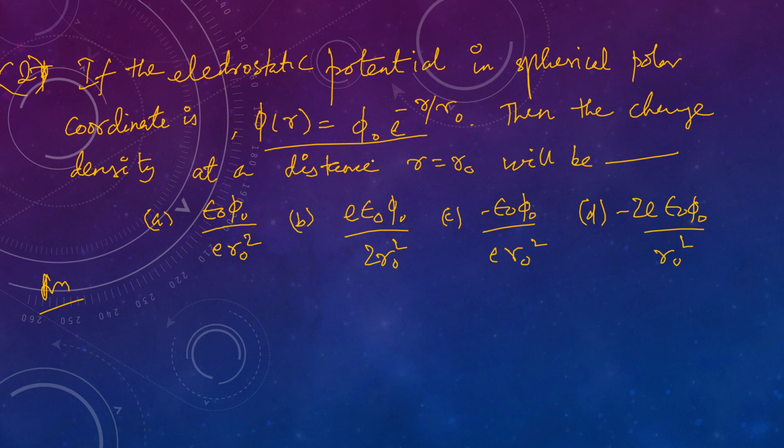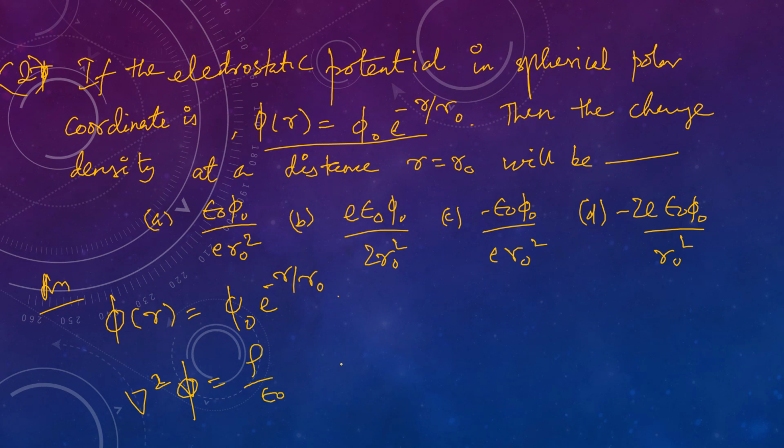So the charge density at a distance r is equal to rho naught. The electrostatic potential phi(r) is equal to phi naught e to the power minus r by r naught. We know Poisson's equation: del square phi is equal to minus rho by epsilon naught. Isn't that right?